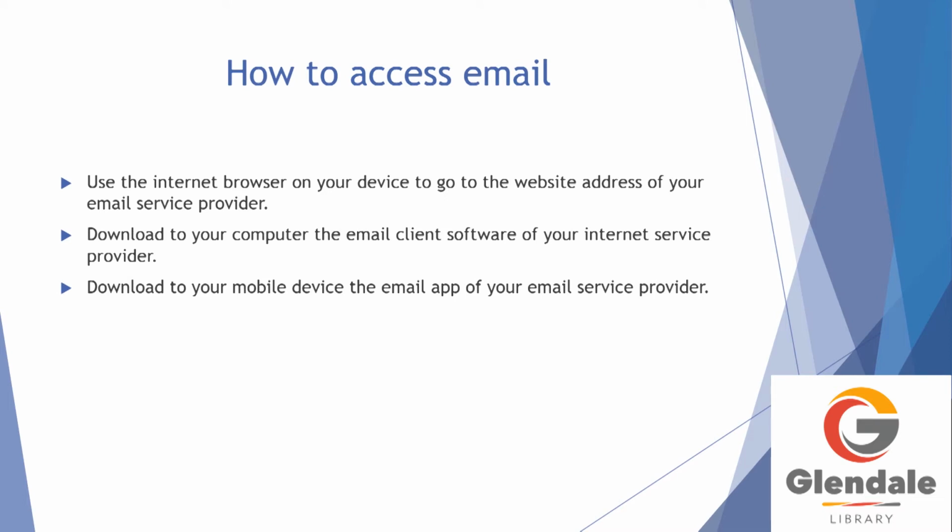You access your email by either going through an internet browser, and you go to the website address of the email service provider, or you can download an email client software onto your computer. Now that is usually done for something like Outlook. You can also download an app to your mobile device for the email service. For example, Gmail. You can have a Gmail app on your smartphone or your tablet.